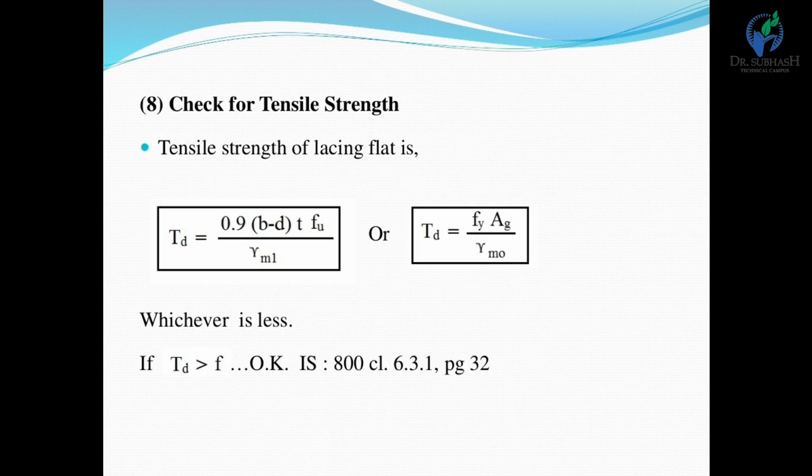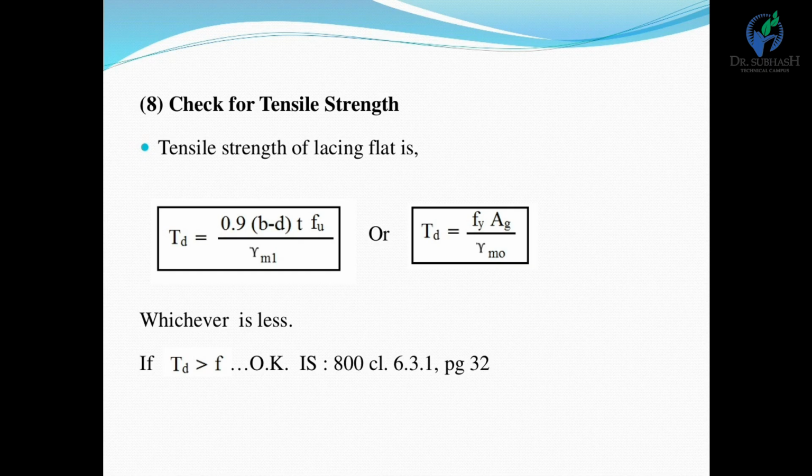Next, check for tensile strength. After checking the compressive strength, next we have to check tensile strength. For the tensile strength of a lacing plate, Td is given to you in IS 800 clause number 6.3, which has two equations for finding out Td.